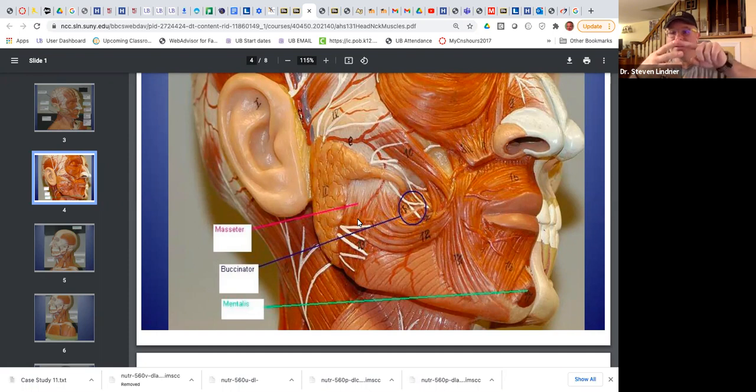So you've got temporalis, internal pterygoid, masseter, and external pterygoid. Those are your muscles of mastication. Those are the chewing muscles. The temporalis and masseter are going to shut the mouth, clench the teeth. The internal and external pterygoids deviate the jaw side to side.